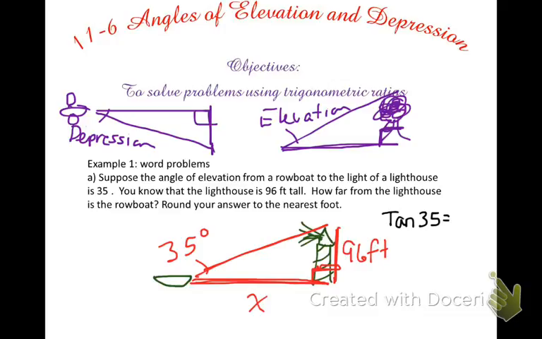It is length of opposite over length of adjacent. What is the opposite of 35 degrees? 96 feet. 96 over the adjacent leg, again, cannot be the hypotenuse. So it's going to be x. Remember the information I gave you yesterday. If the variable is on the bottom, what are we going to do? Divide. So on your calculator, you're going to put 96 divided by tan 35.